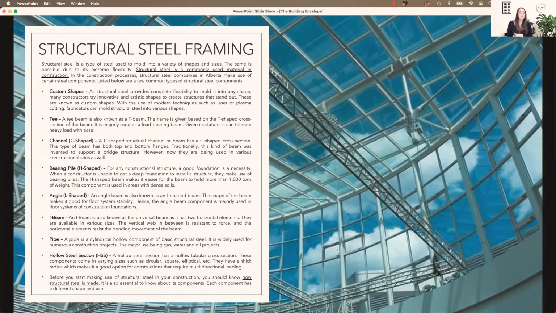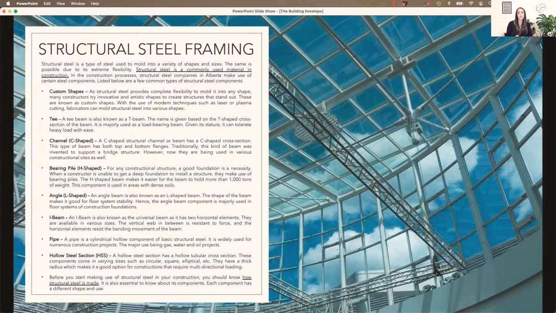And the I-beam is probably the most common, what you'll probably see most in commercial construction. It's a very universal beam. It literally looks like a capital I. It's great for resistance to force and bending and movement. And then there's the pipe, which is cylindrical and hollow structural steel. That's used on a lot of different projects for utilities, gas and water and oil type projects.